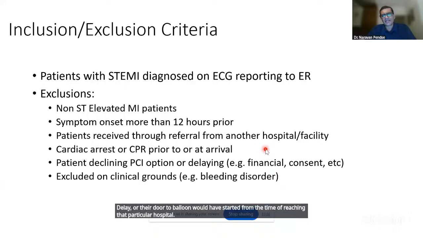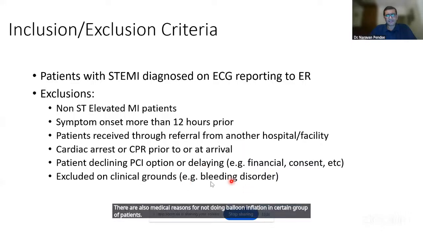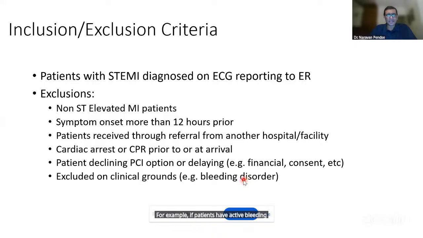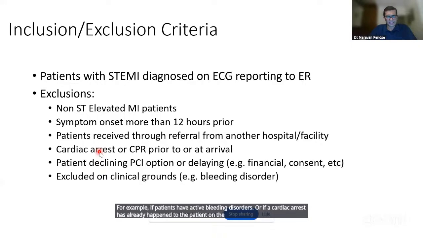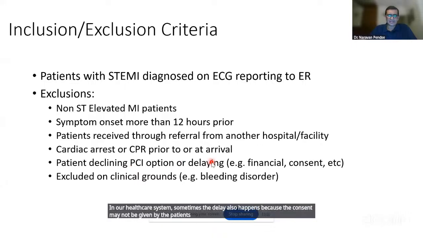There are also medical reasons for not doing balloon inflation in certain groups of patients. For example, if patients have active bleeding disorders, or if a cardiac arrest has already happened to the patient on the way to the hospital, etc. In our healthcare system, sometimes the delay also happens because the consent may not be given by the patients because of financial reasons or social reasons or some other reasons. So if the consent has not been obtained in time, it would be logical to exclude them.